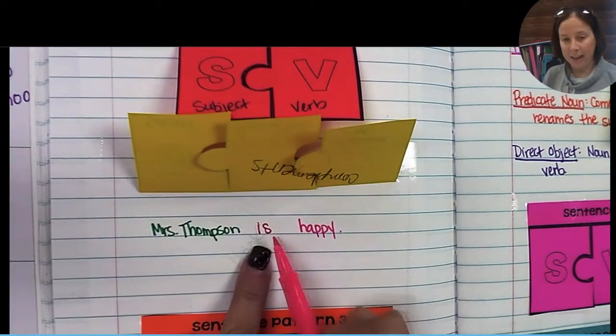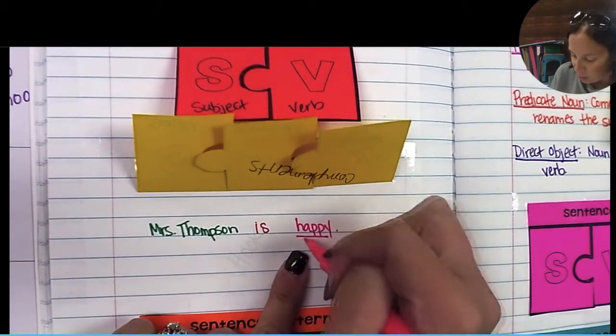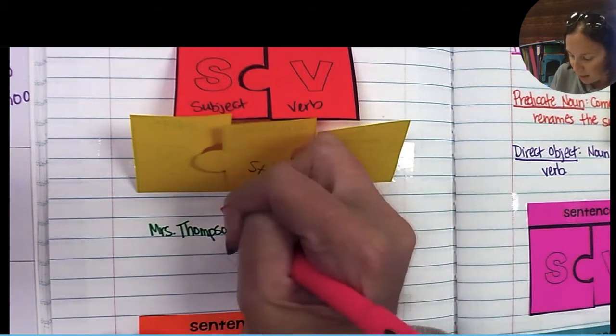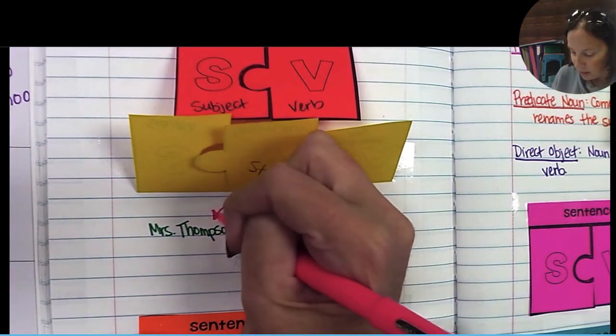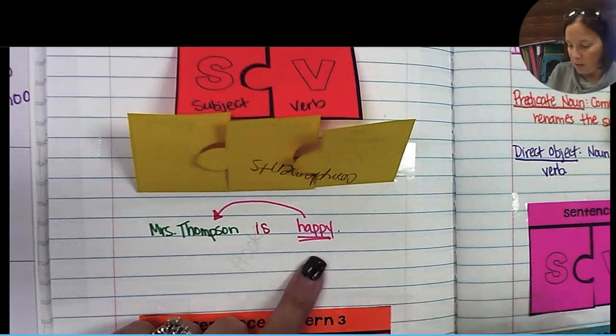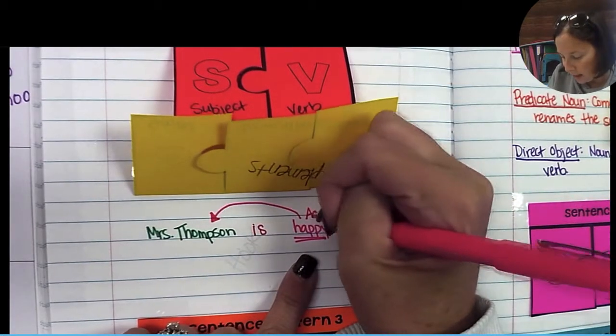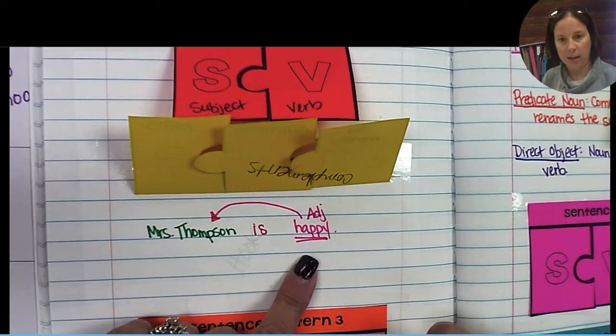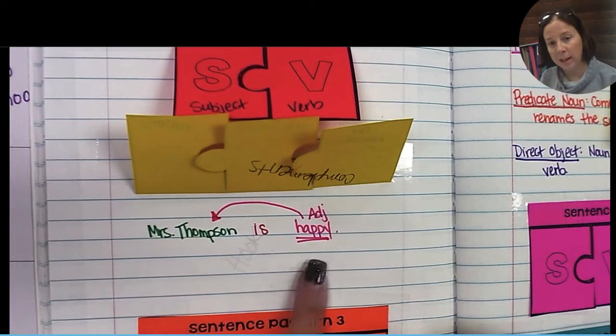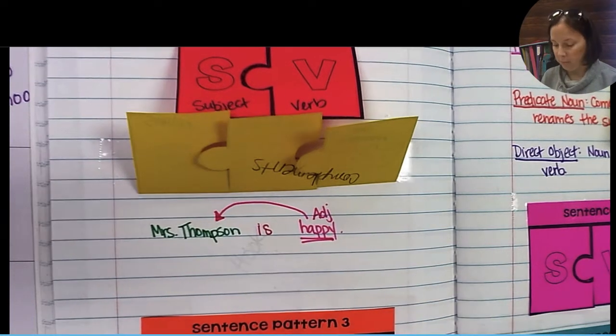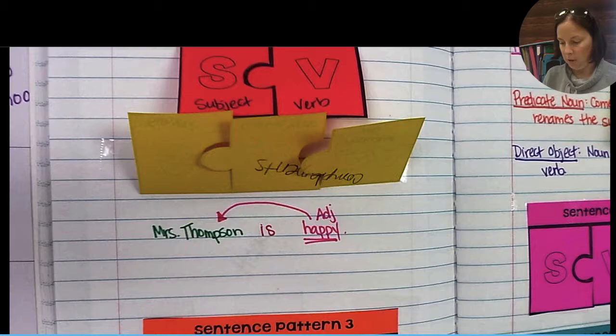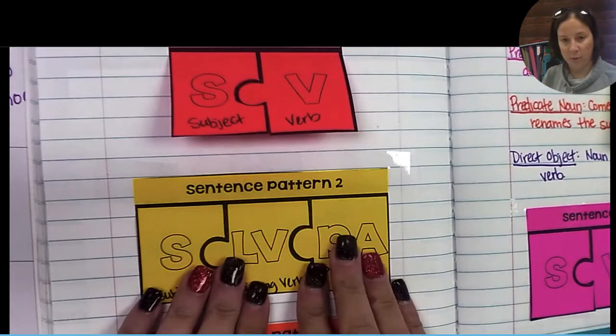So we have our linking verb, and then this word describes the subject noun. Okay, so this is working as an adjective. But it's called a predicate adjective. Okay, so that's how a predicate adjective works.